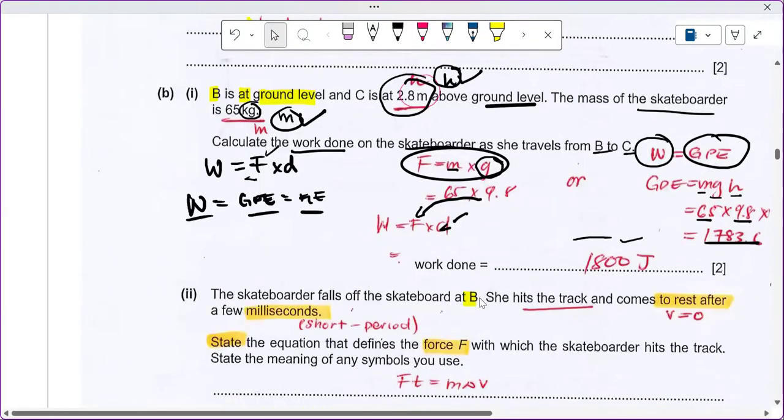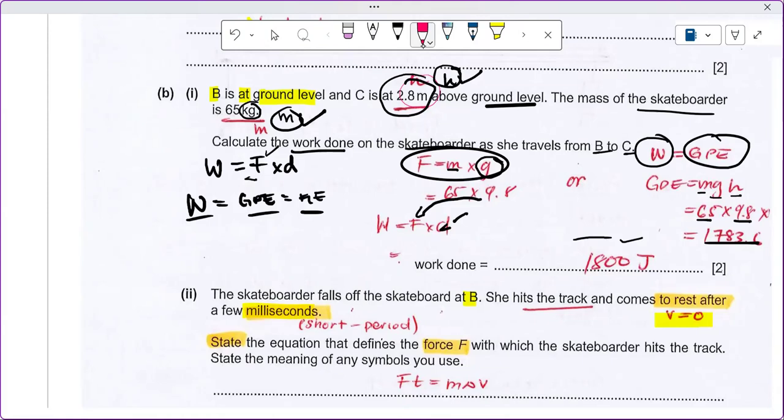So here we are told she hits the track and comes to rest. And when something comes to rest, what are we referring to, guys? We refer to the fact that the final velocity becomes zero. That's why you can see I already wrote V equals zero. The skateboarder falls off the skateboard at B. She hits the track and comes to rest after a few milliseconds. And the word milli, just for context, basically means times 10 to the power of minus 3. So if somebody gives you a time in milliseconds, you must just replace the word milli by 10 to the power of minus 3.